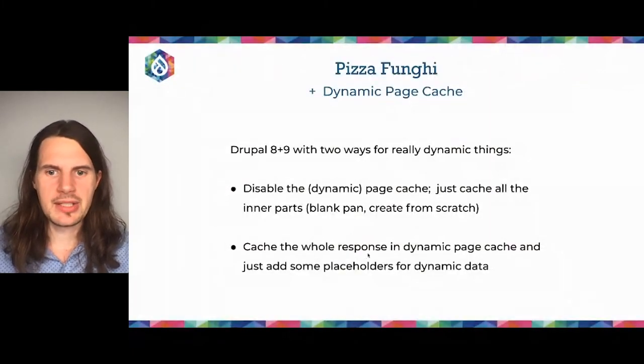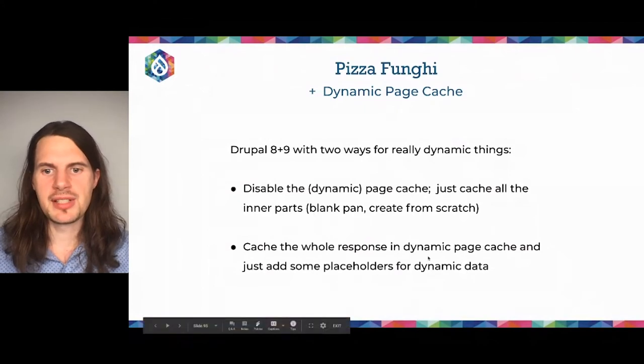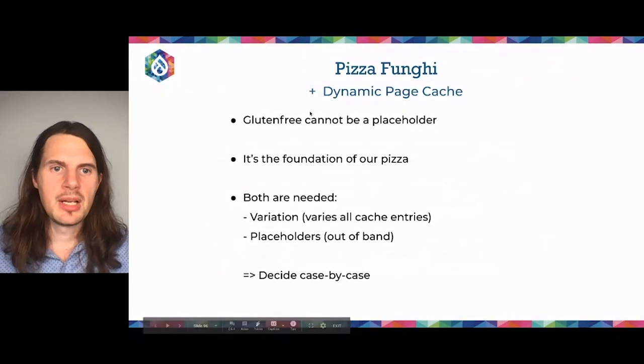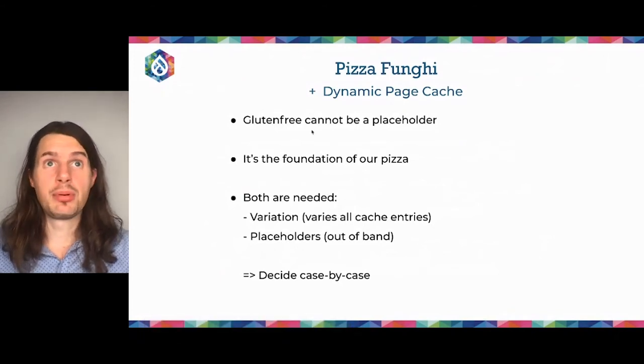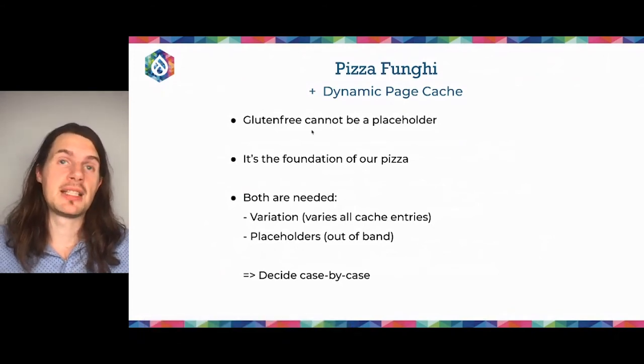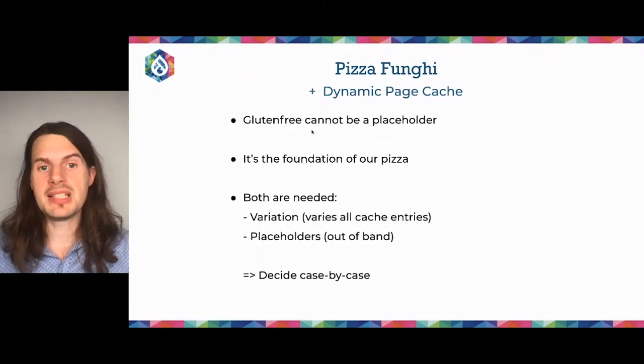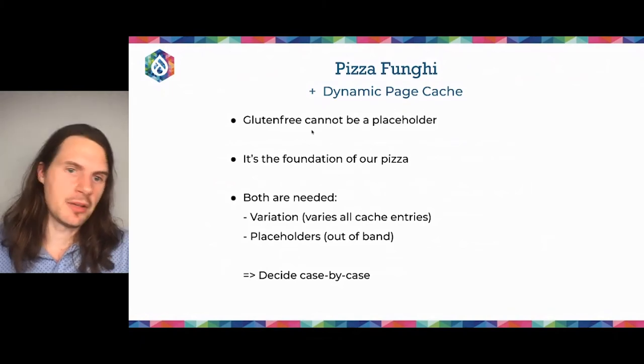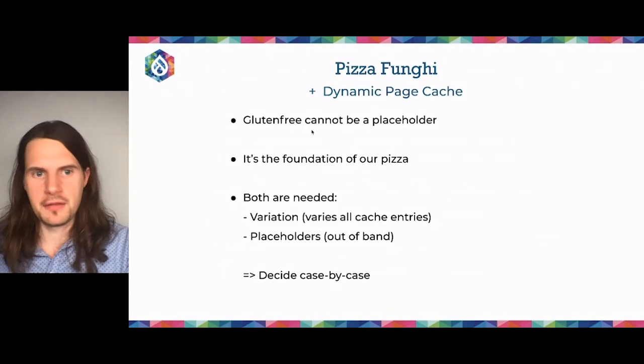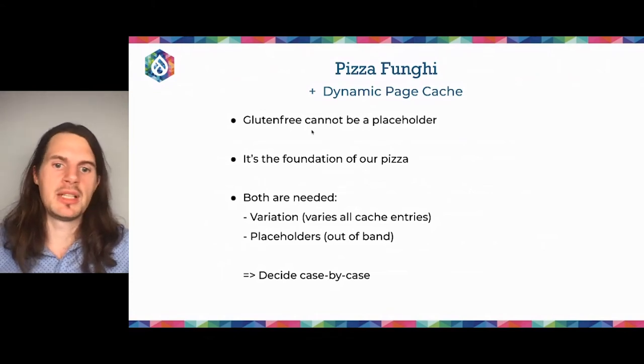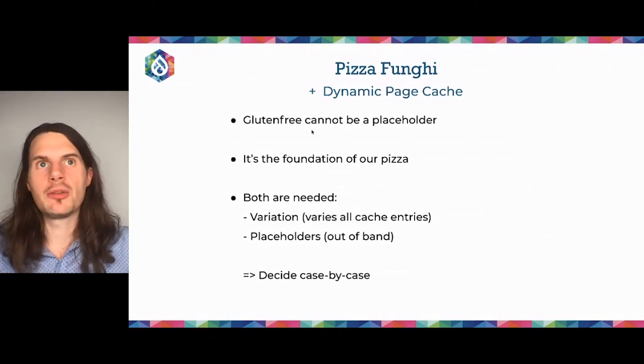And this is essentially, we cache the whole response in dynamic page cache and we just add some placeholders for this dynamic data. And here we come to something important, because both have its thing. Gluten-free pizza, that cannot be a placeholder. It is a foundation of our pizza, the whole dev changes. So we need both. We need the variation of varying all the cache entries.